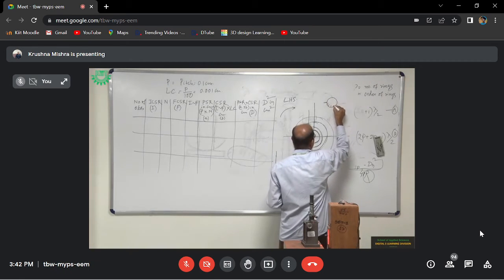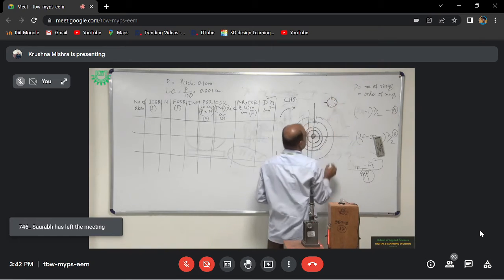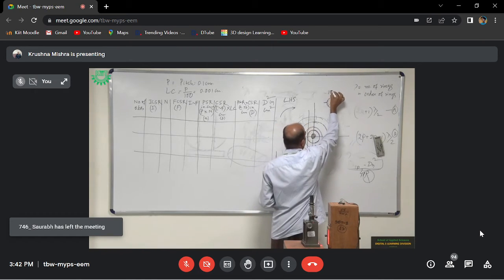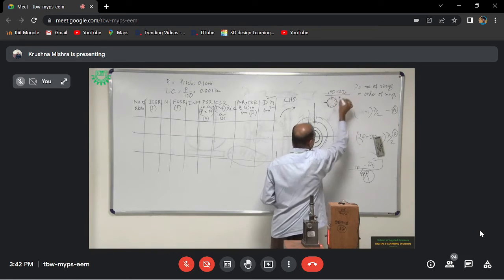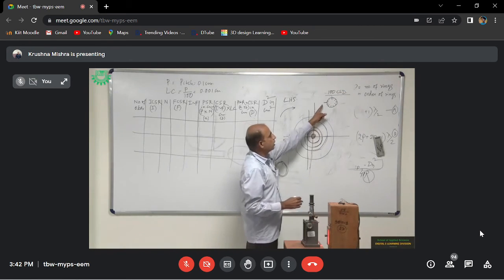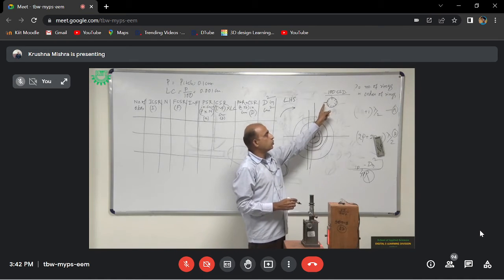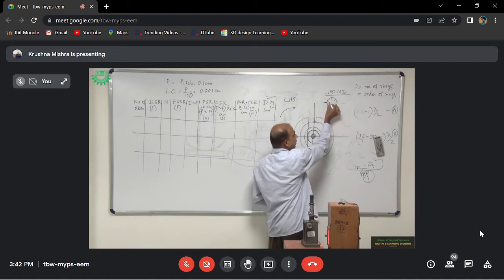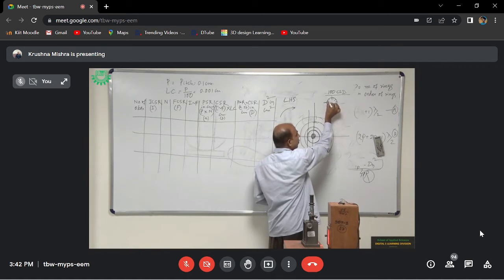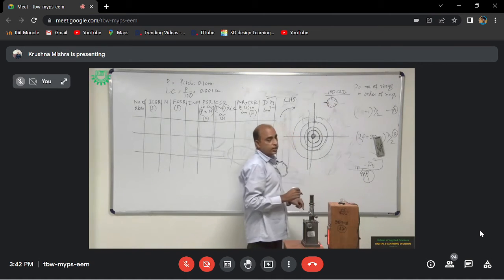So if it is the circular scale having 100 divisions, a mark is here. This mark is called the reference mark. So with respect to this reference mark, which line of the circular scale coincides?